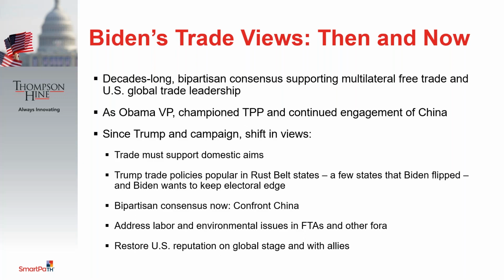Since President Trump was elected in 2016, and since the campaign, we've seen a notable shift in President-elect Biden's views on trade policy. He now has made it clear that trade must support domestic aims. There's no better way of showing how his views have changed than how he is now championing Trump trade policies that were popular in the Rust Belt states. The blue wall, as it turns out, for President-elect Biden in the election, because he was able to flip a few states that helped him win election.